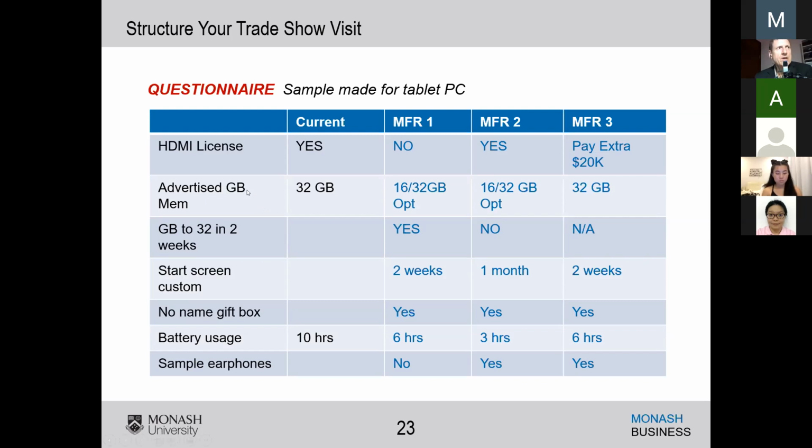All right, advertise, gigabyte, very low there. Smart screen, custom start screen customization would take 2 weeks, 1 month, 2 weeks. Name on the gift box: no name, yes, yes, yes. Battery usage: 6 hours, 3 hours, 6 hours. How do you test that? They say, oh, ours goes for 6 hours. Do you believe that? Put your hand up if you don't believe that. Come on, show of hands, anyone?